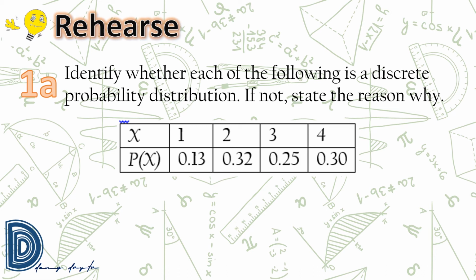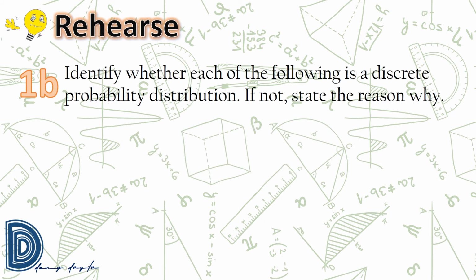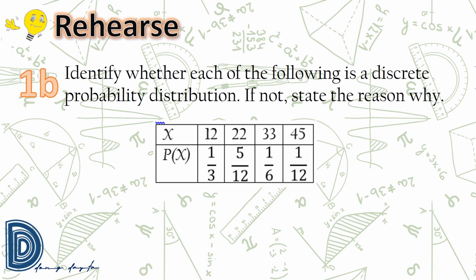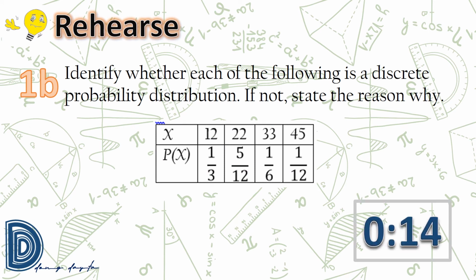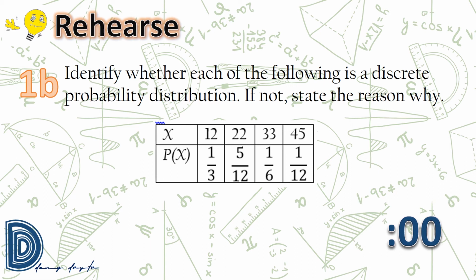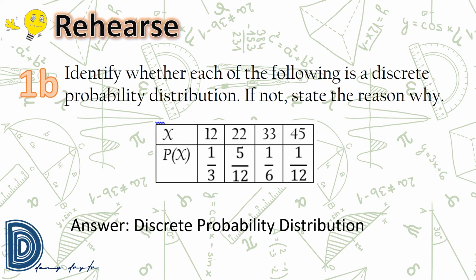Time is up. The answer. This is a discrete probability distribution. Next. Go. Time is up. The answer. This is a discrete probability distribution.